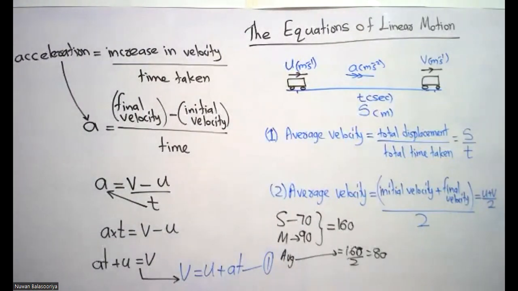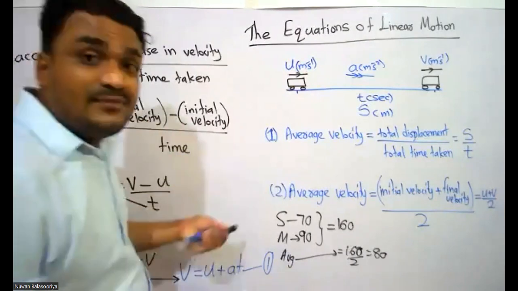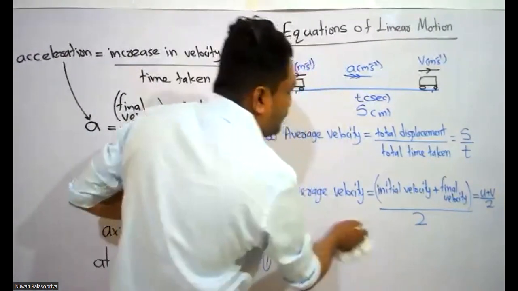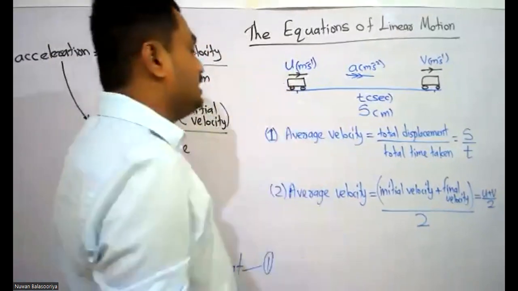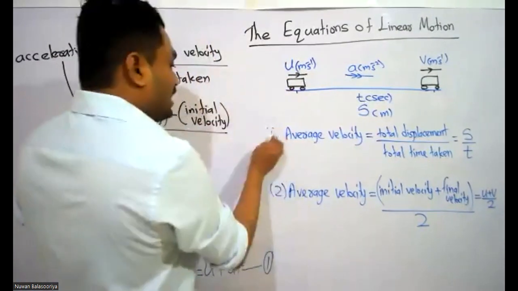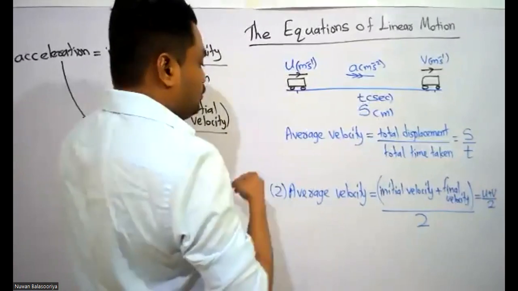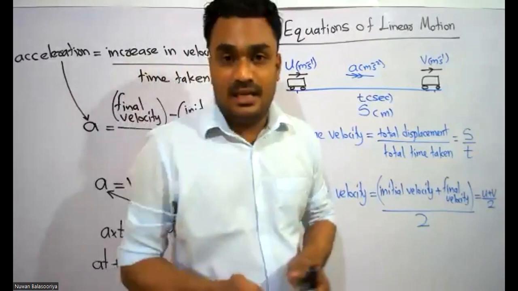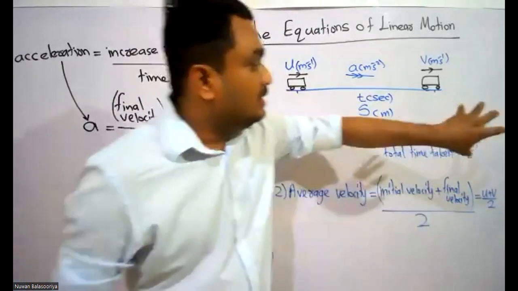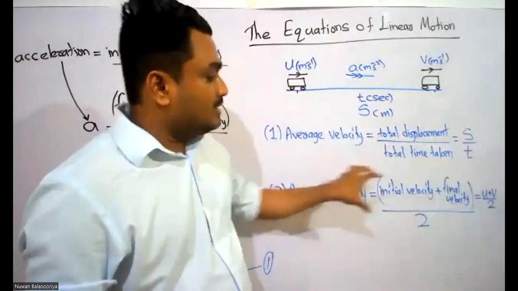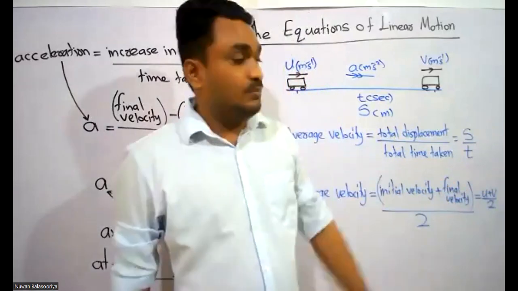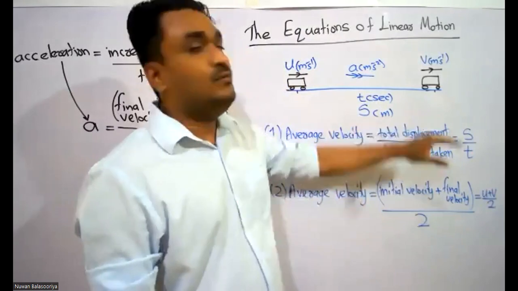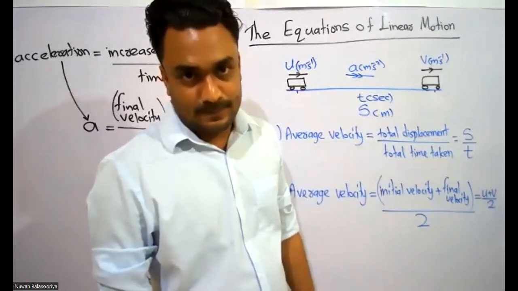Impossible. It is impossible. So whatever equation we use, you must obtain the same value for the average velocity. It means this equation and this equation should be the same. The two equations must be equal. Then only they will give you the same average velocity.